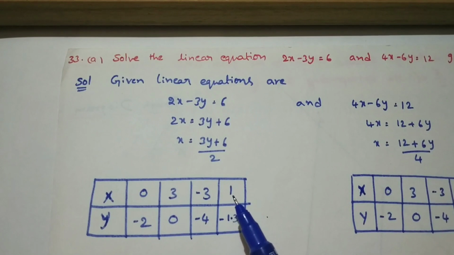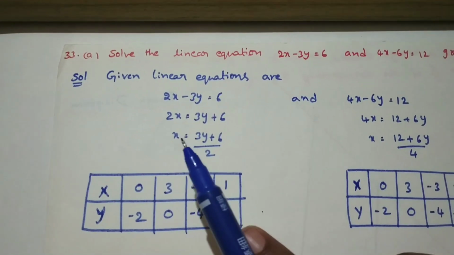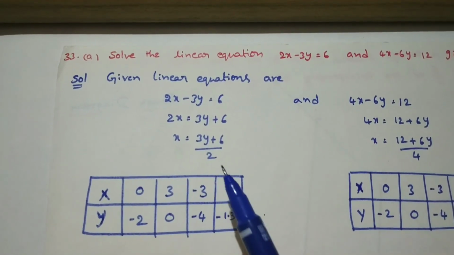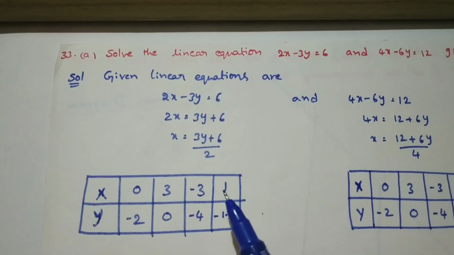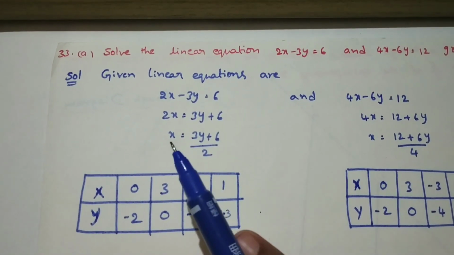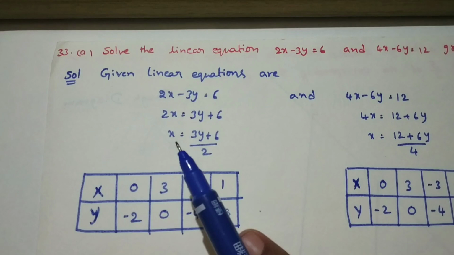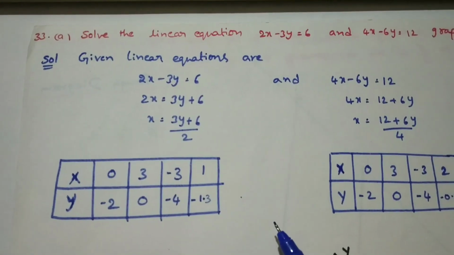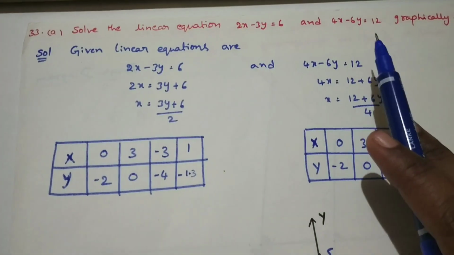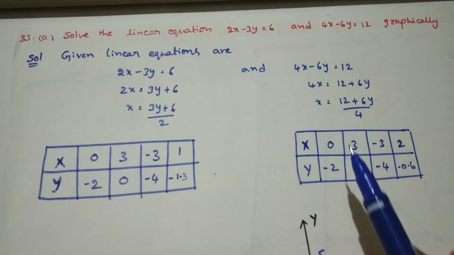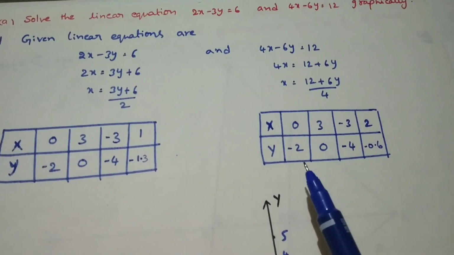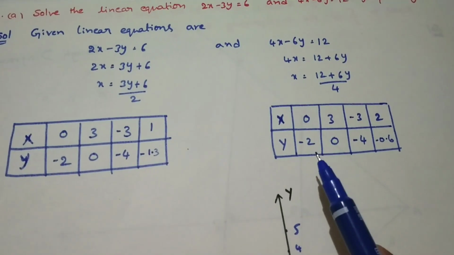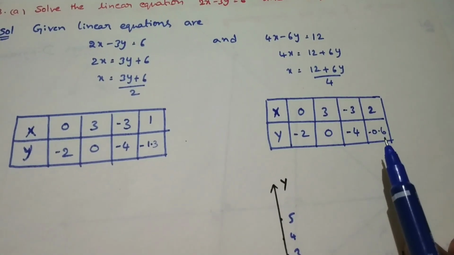Now take x as 1, a positive value. If you take 1, 3 values is enough. This is the optional value, leave it. If you take 1 into 2, taking it to that side, minus 6, minus 4 by 3, which is minus 1.3, like that you get. I told you here, if you take 2 as common, both will have the same options, and you get the same x and y variables as it is.